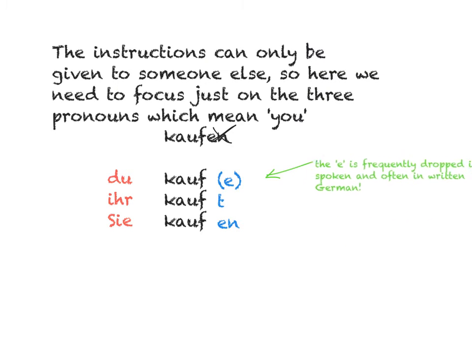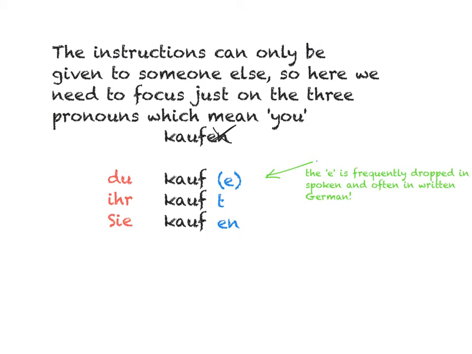It is important to note that the e is frequently dropped in spoken and often in written German. Okay, so we want to give somebody an instruction. We want to say, buy me chocolate. As you can hear, we don't normally use the pronoun. So let's cross the German pronoun out. And then you'll get, kauf mir Schokolade. Kauft mir Schokolade. However, for the Sie form of the verb, we have to leave the pronoun in, but we put it after the verb. So we say, kaufen Sie mir Schokolade.